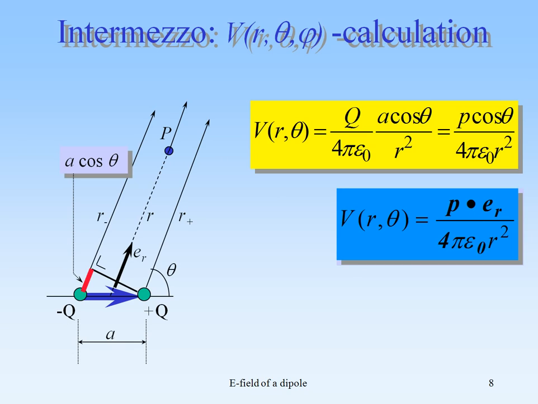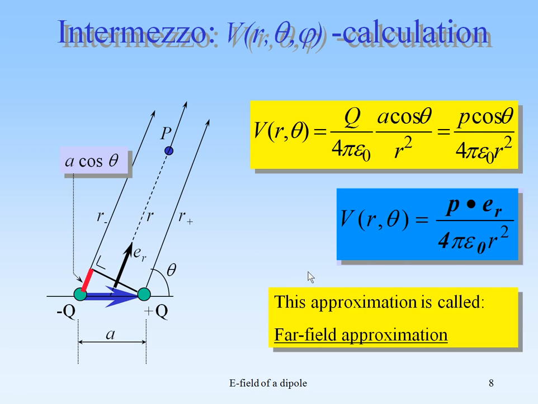Well, here is that expression again, and as you can see, p times cosine theta can be written as the vector p, the dipole moment vector, times E_r, and E_r is the vector pointing from the dipole to point P, where we would like to know the field. And this approximation is called the far field approximation.